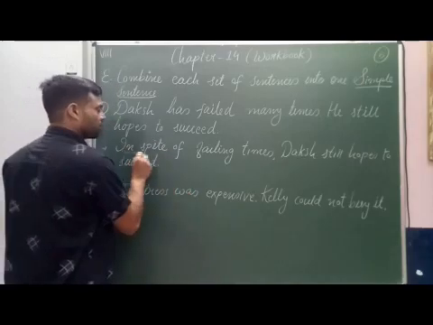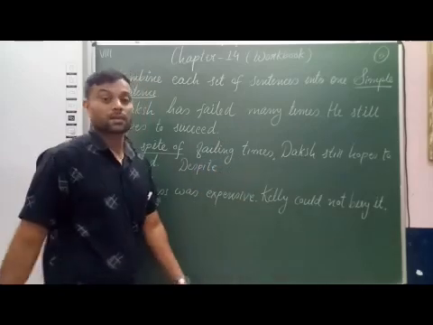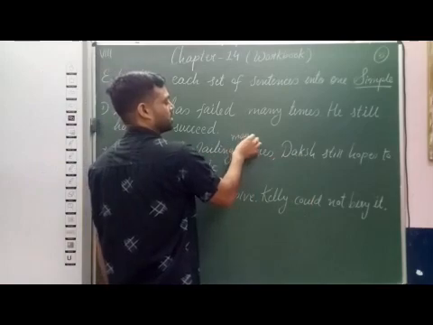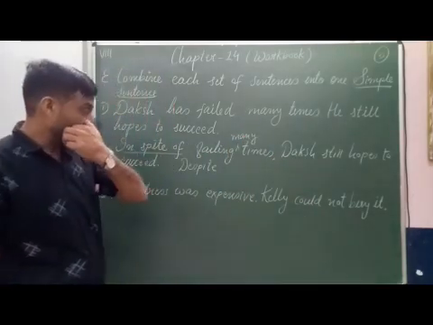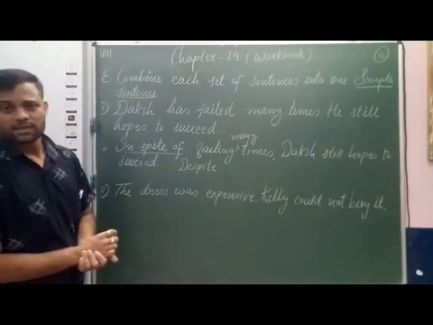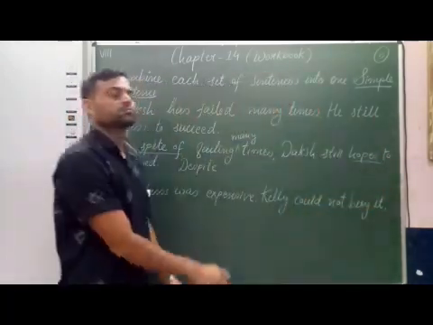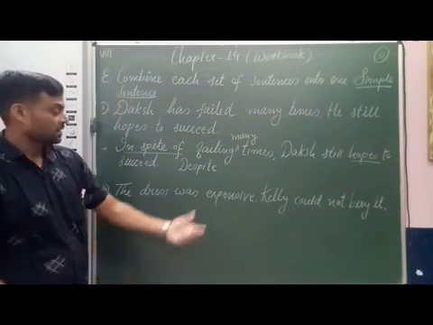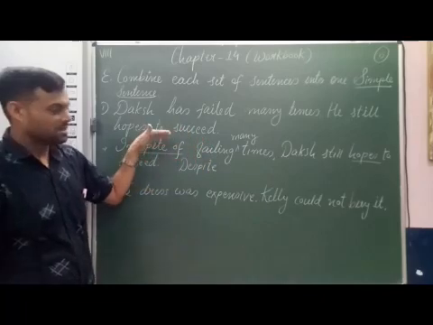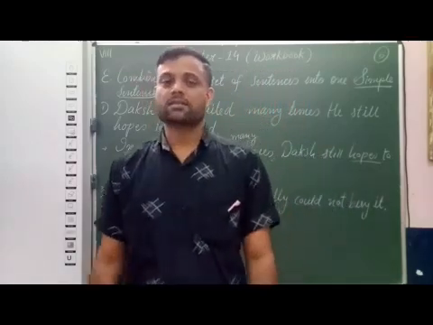Even students, instead of in spite of, we can use despite also. Despite failing many times. Sorry, here many I missed out. Despite failing many times, Dux still hopes to succeed. See, in this sentence only one finite verb, that is hopes. This is only a phrase. We have used preposition plus gerund method to combine this set of sentences.